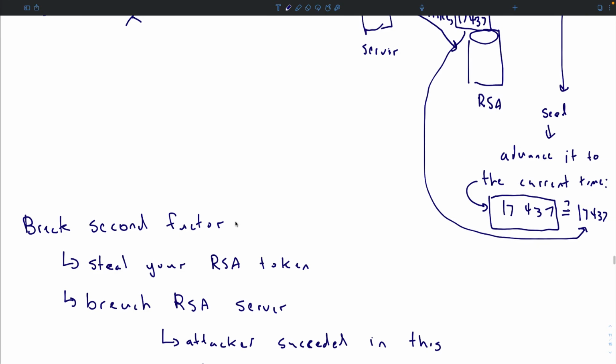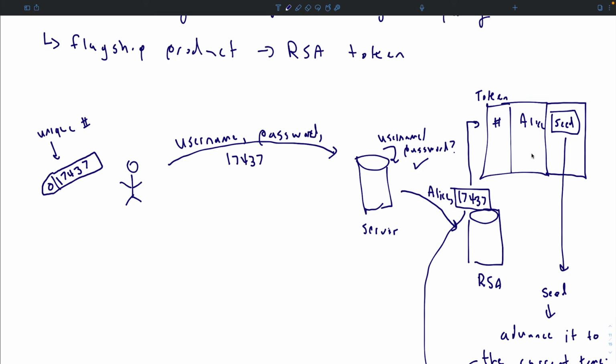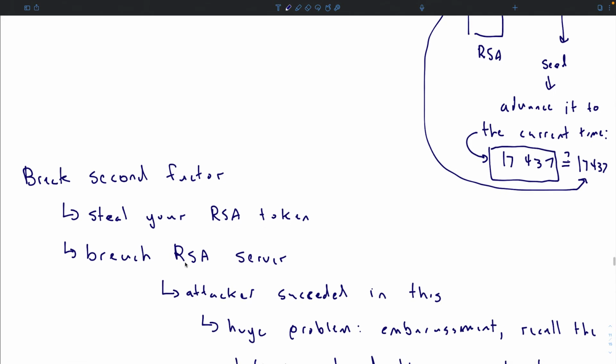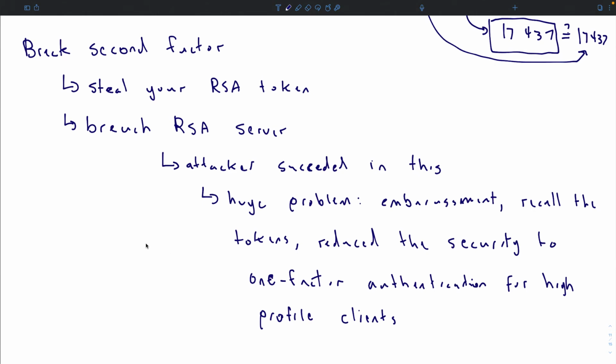A physical theft. Or what I could do is try to steal all the seeds off of the RSA server, which sounds like an impossible task, but it actually was an attack that took place. An attacker was able to do this once, and it was a humongous problem, right? Think about it for RSA. First off, they got basically all the seeds for all the tokens. So RSA had to recall all the physical tokens themselves, reprogram them with new seeds, and send them back. They're a security company, right? So it's just embarrassing in general that they would have this high level breach.